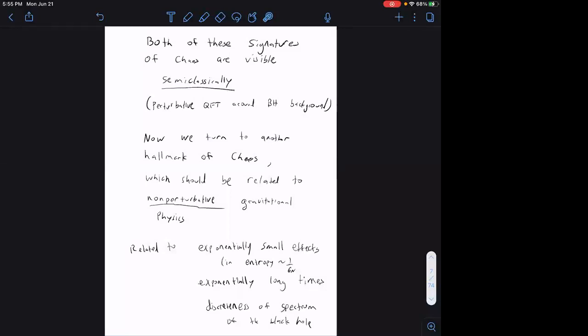And also, these effects are related to the discreteness of the spectrum of a black hole. So Bekenstein and Hawking told us that a black hole should have an entropy proportional to the area of the horizon. So there's a number of states for a black hole that goes as e to the area. That's a finite number of states that should have some spacing between them. But in gravity, it's very difficult to see signatures of this actual finite number of states of the black hole. So these effects that we're going to be talking about today are some sign of this finite entropy.